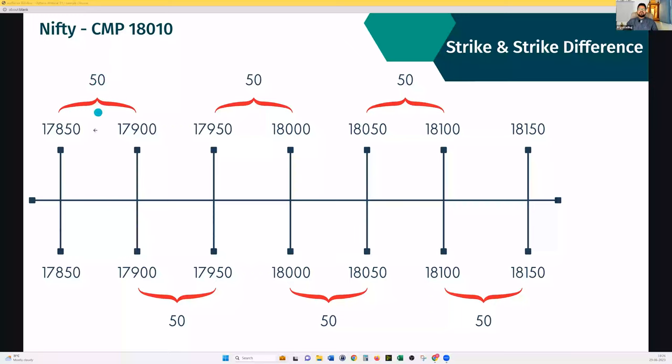And what is the strike? So each and every one: 17,850, 17,900, 17,950, 18,000, 18,050, 18,100, 18,150. Everything over here is the strike. And the gap between the strikes is known as the strike difference. The immediate gap between the strikes is known as the strike difference.